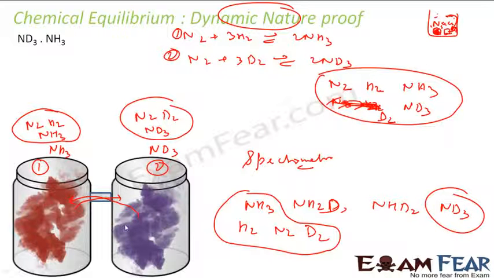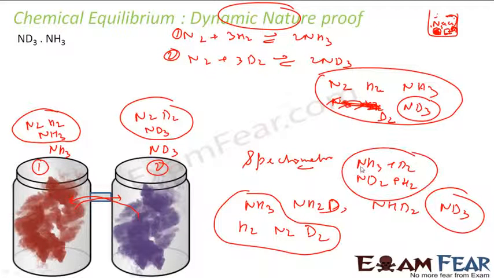Even if it reached equilibrium, it was dynamic. It keeps reacting, right? Because even if this is in equilibrium, NH3 reacted with D2, or ND3 reacted with H2. All these reactions kept happening, and that's why we got these two also. We used a mass spectrometer. Chemists have found this, and it proves that the equilibrium is dynamic.